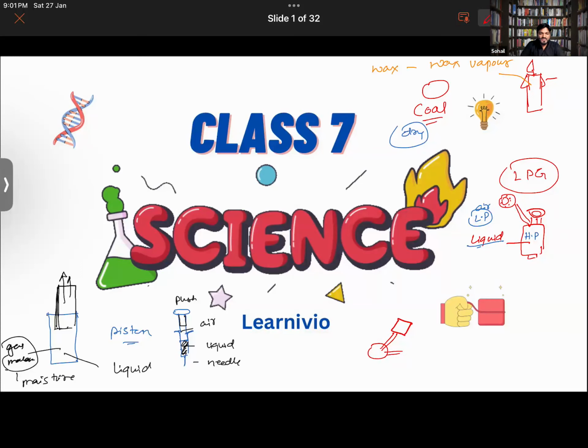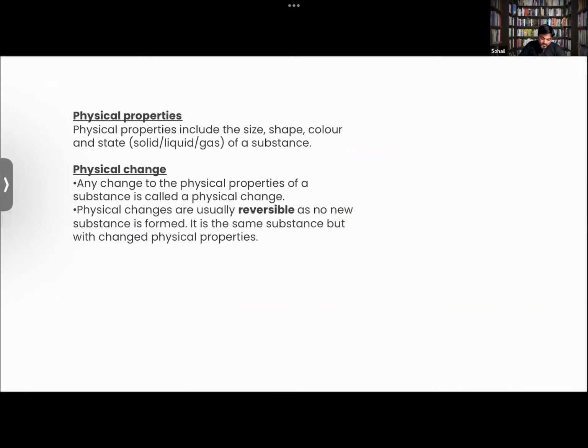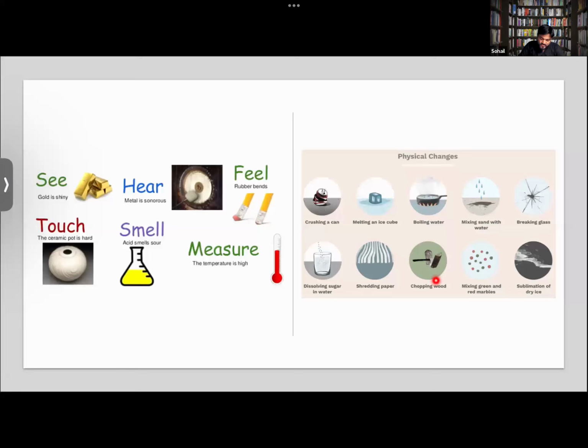Or you break a glass. Will the property change? No, sir. So you get to see that when you do these things, you crush a can, when you observe the melting of ice or dissolving sugar in water, all these are examples of physical changes. Okay, sublimation of dry ice is also there.